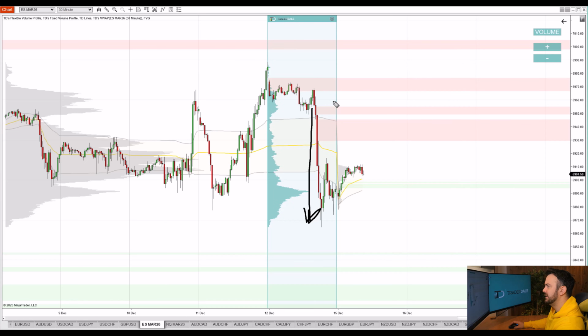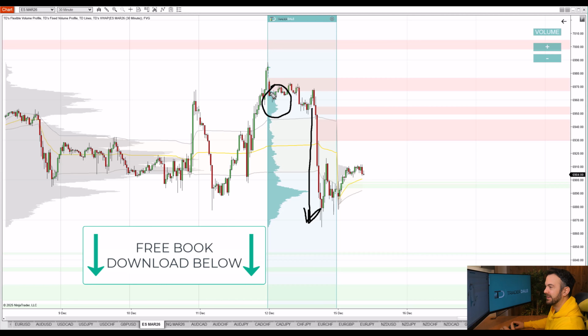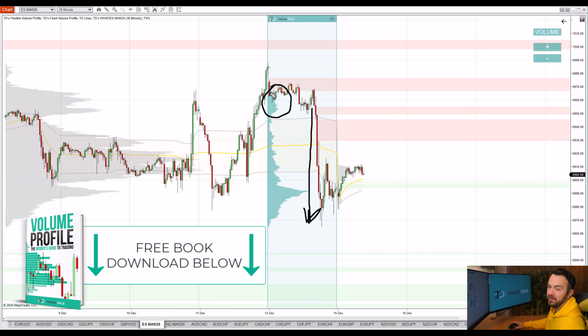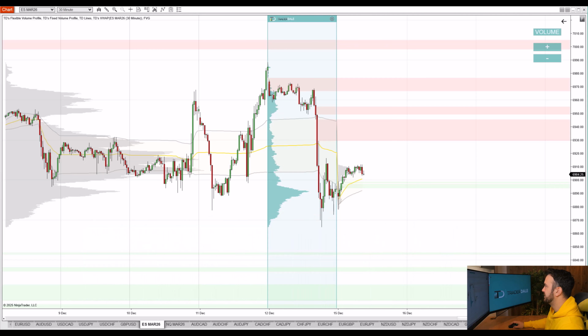As you can see in here, the volume cluster doesn't stand out as much as on the NQ. So the level is not as strong, at least as far as volumes are concerned. If you look at price action, it's also not as good, because if you notice all those highs, they are very close to each other, right? If I draw lines here like this, then you can see they're very close to each other.